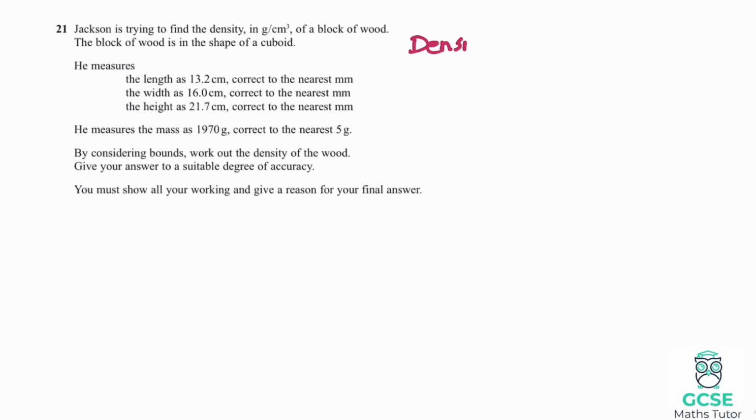That's going to be the formula we're going to need to work out density, so it's always worth writing that down. So density equals mass over volume. Now it's about bounds, so we're going to have to find the error intervals for all of these numbers, and when it says by considering bounds, we've got to work out the upper bound of the density, the lower bound of the density, and work out what these both round to. So before I can do that, I'm going to have to work out all the bounds.